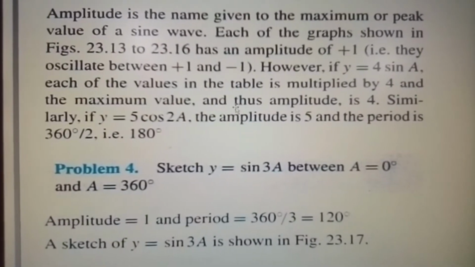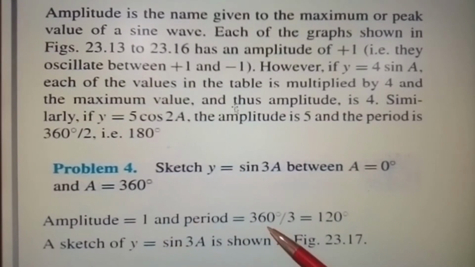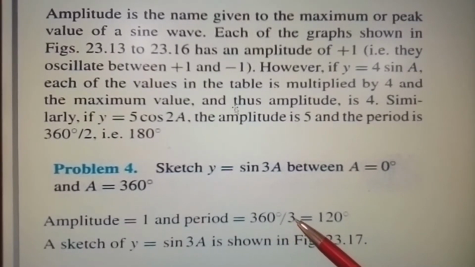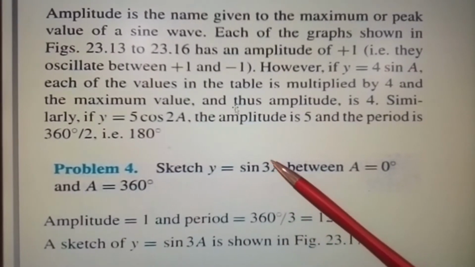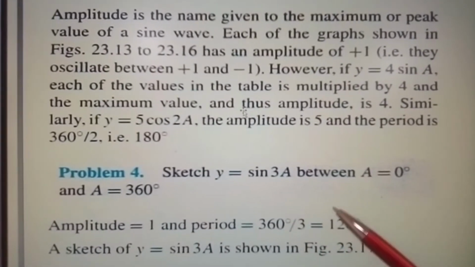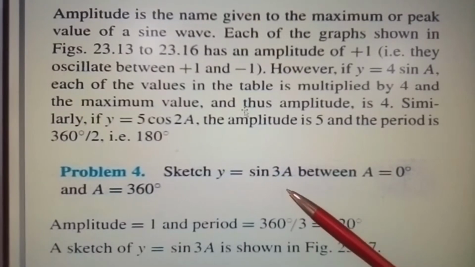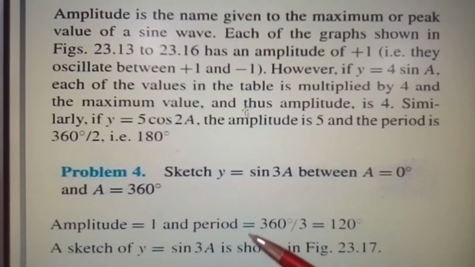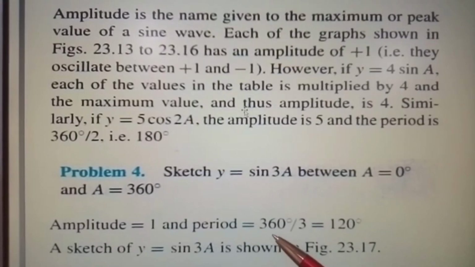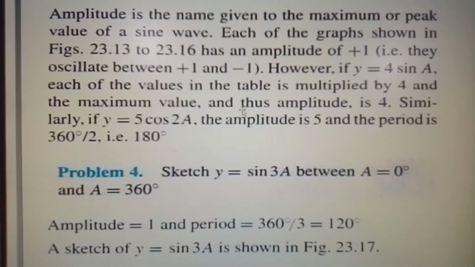Now, so here we have 1 and period equals 360 over 3. Now, where did we get the 3 from? The 3 came from here, okay? Make sure you can see the 3. Sine 3a, okay? A represents the angle in each instance of time in respect of your waveform. Okay? So 360 divided by 3 equals 120.